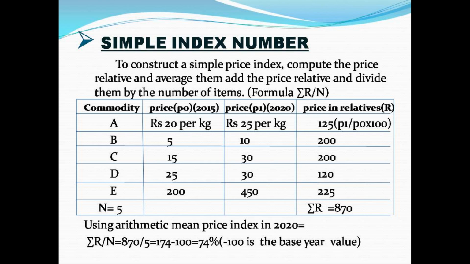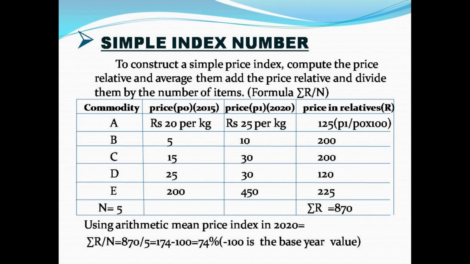In this table, the first column is commodities. We consider a total of 5 commodities, namely A, B, C, D and E. The next column is 2015 price. This is the base year price: 20 rupees per kg, 5 rupees, 15, 25, 20. The next column is current year price, that is P1: 25 rupees per kg, 10, 30, 30, 450. The last column is price relatives. It is denoted by R.